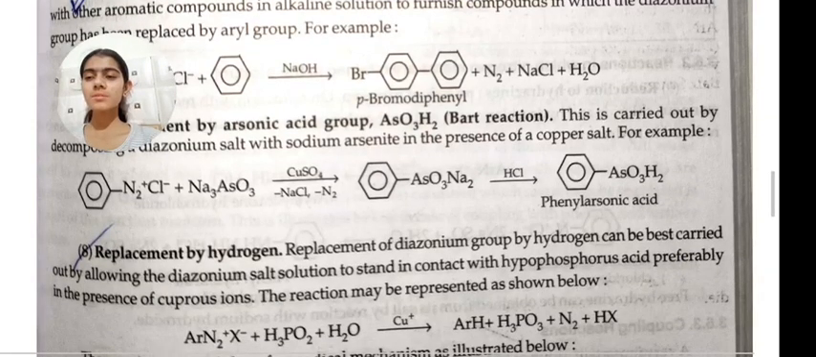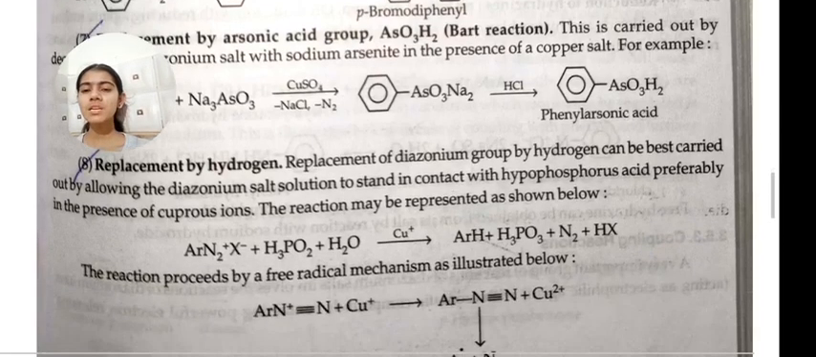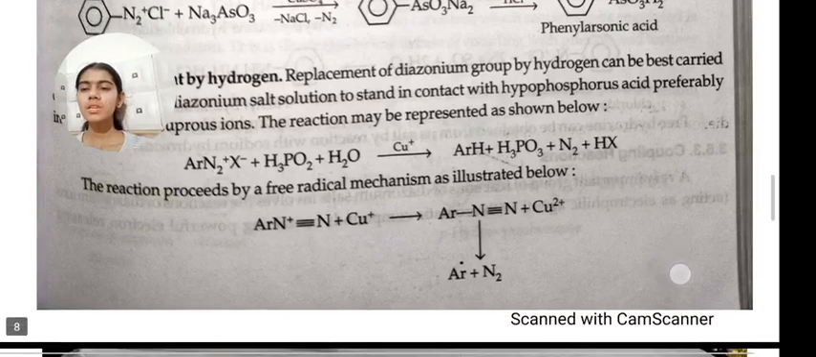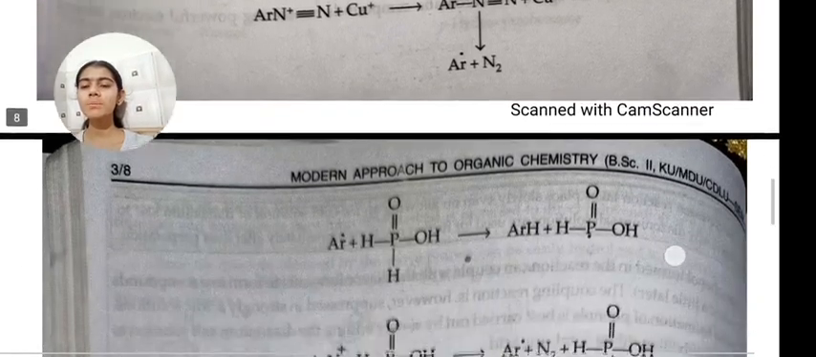Replacement by hydrogen. Replacement of the diazonium group by hydrogen can be best carried out by allowing the diazonium salt solution to stand in contact with hypophosphorous acid, preferably in the presence of cuprous ions. The reaction may be represented as below. The reaction proceeds by a free radical mechanism as illustrated below.